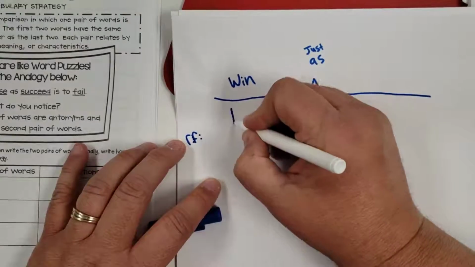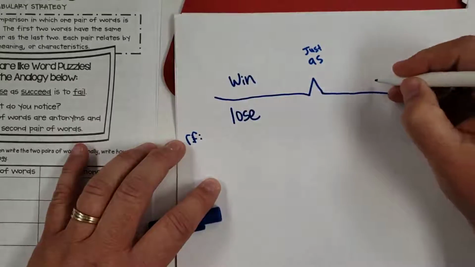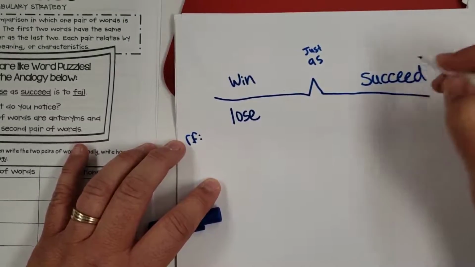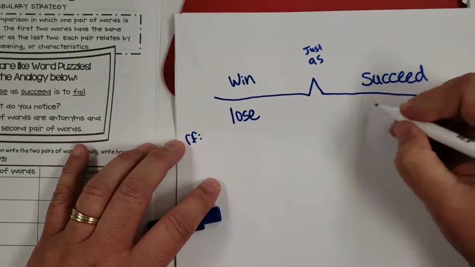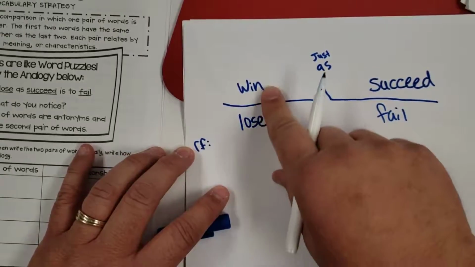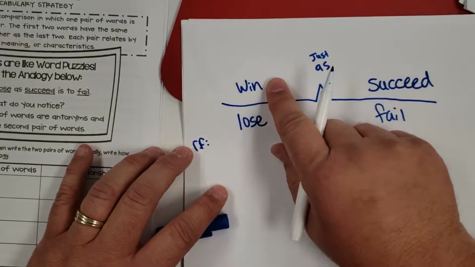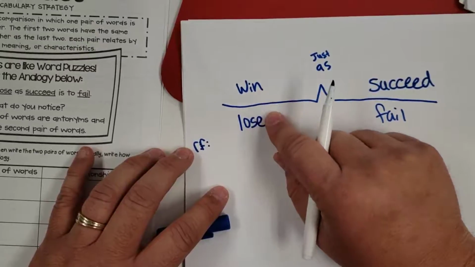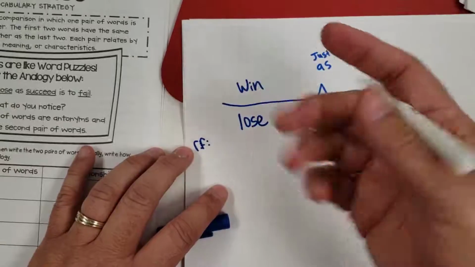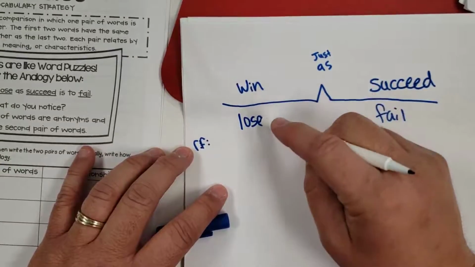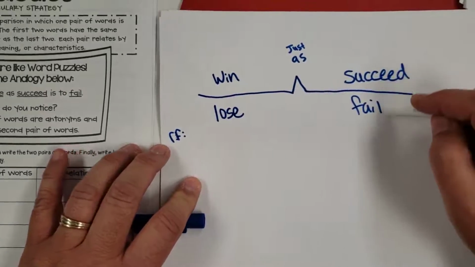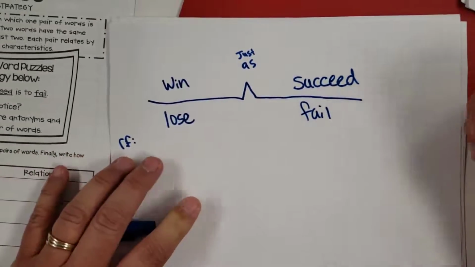Win, lose, succeed, and then fail. So if we look at just the relationship between win and lose, is win the same as lose? No. Oh, some of you are like, hey, it's the opposite. Yeah, let's look. Win is the opposite of lose, just as succeed is the opposite of fail. Hey, that's cool. That works.